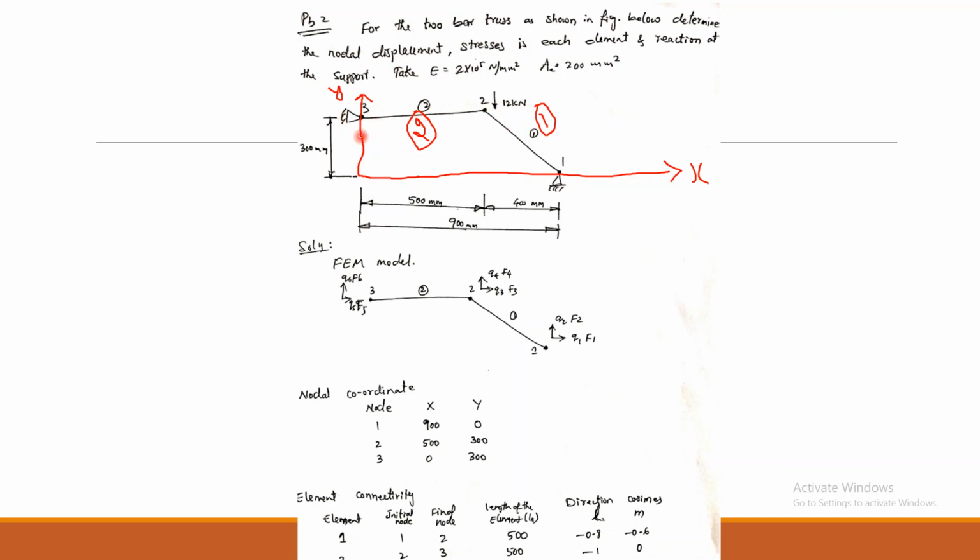the problem. That is, node 1 and node 3 are fixed, and at node 2, a vertically downward load with a magnitude of 12 into 10 raised to 3 kilonewton is acting in the y direction. Once all these things are observed, you go for the values related to the coordinates. All these things are already defined, so no issues to calculate them.